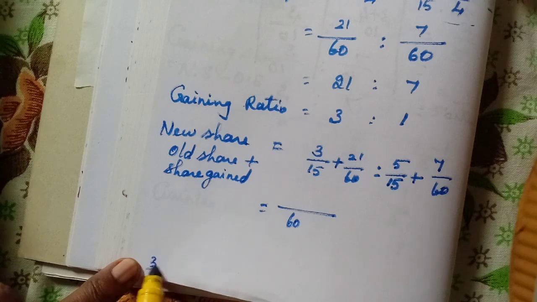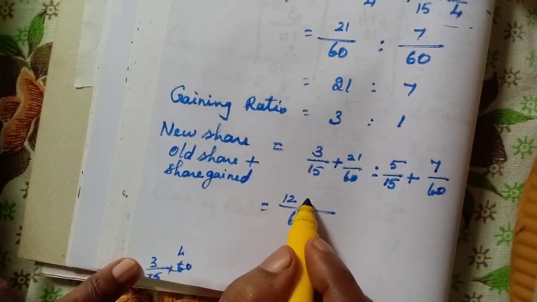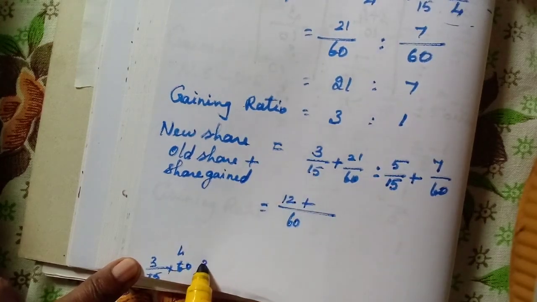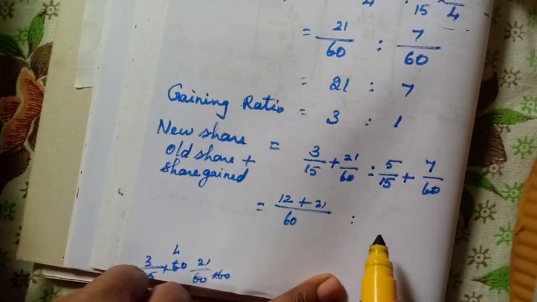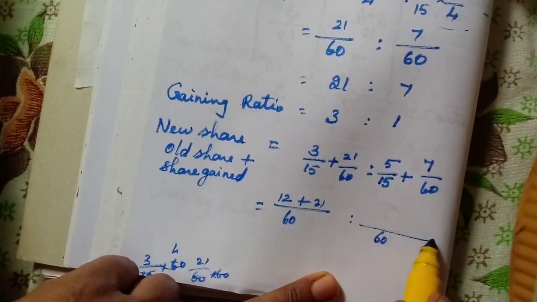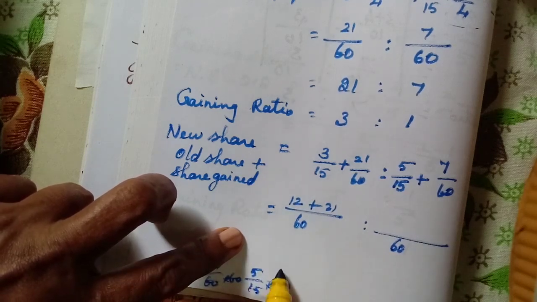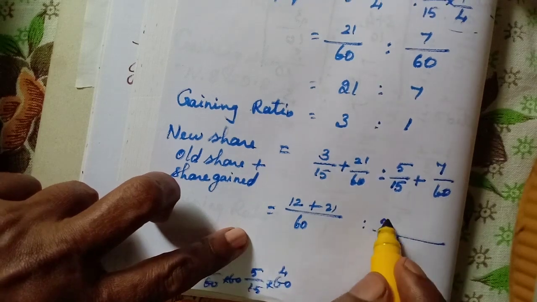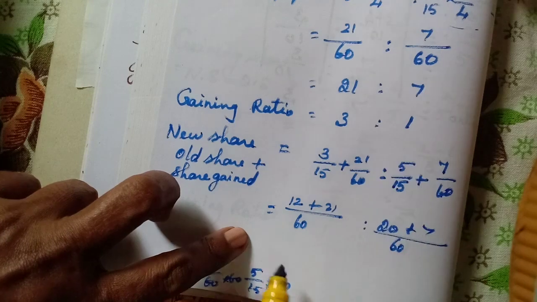Okay, 3/15 into 60. How many 15? 4. So 4 3s are 12 plus next fraction 21/60 into 60. Cancelled. So 21 is 2. Here also LCM 60. 5/15 into 60. How many 15 in 60? 4. 5 4s are 20 plus same 60 will get cut 7.